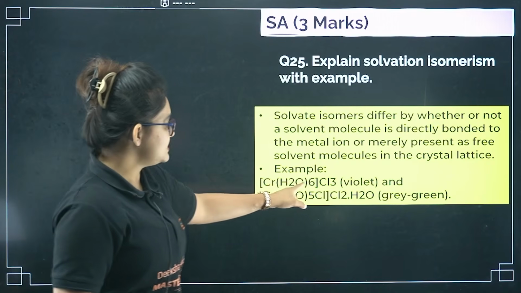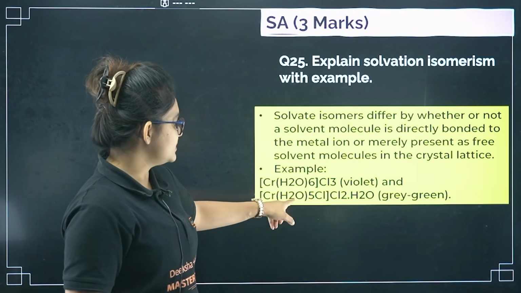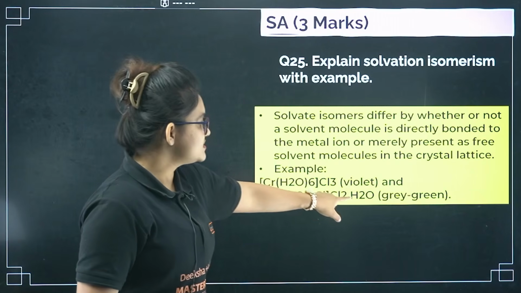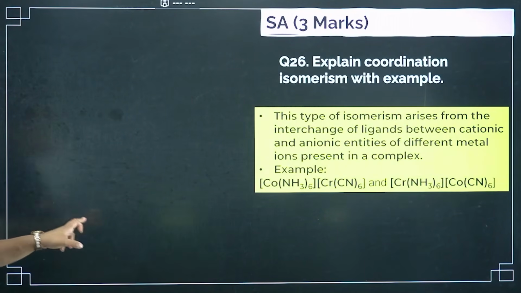Let's proceed. Solvation isomerism: it depends on the number of water molecules present inside the coordination entity and outside. Here you can see all 6 H2O are inside, this is violet, but in this case 1 H2O is outside, it is grey green. Okay, let's proceed.